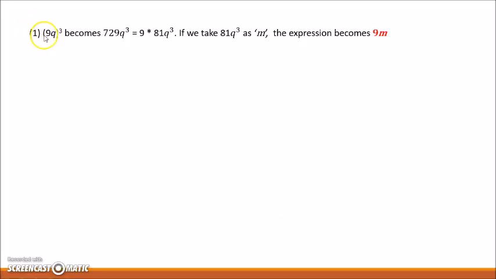Therefore, the expression 1 becomes 729q cubed. If we take 9 out, it becomes 9 into 81q cubed. If we take 81q cubed as m, this expression can be written as 9m.